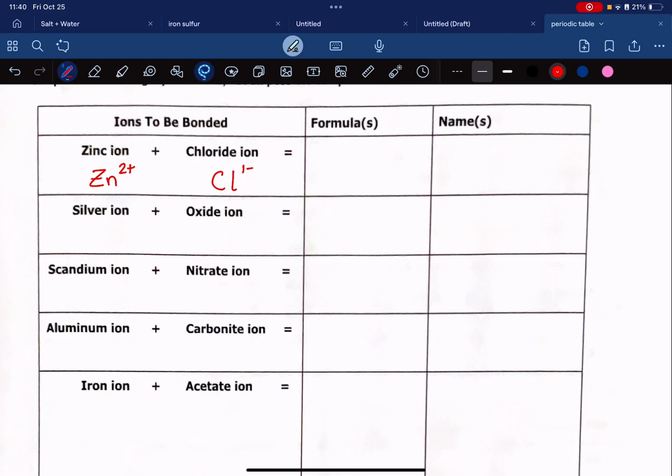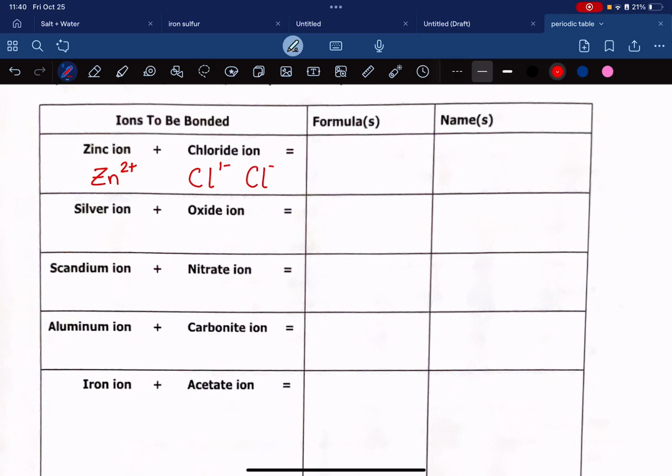And now we can tell right off the bat that these two ions together are not going to add up to 0 charge. They're not going to be neutral. So I need to add another chloride ion. And now my two negative ones together add up to a -2, which cancels out my +2 from my zinc. So then to write my formula, it's just going to be ZnCl2, just like that. And we can call this zinc chloride.